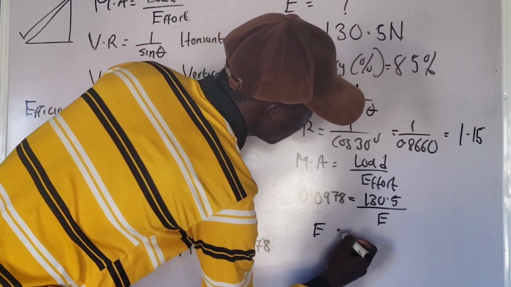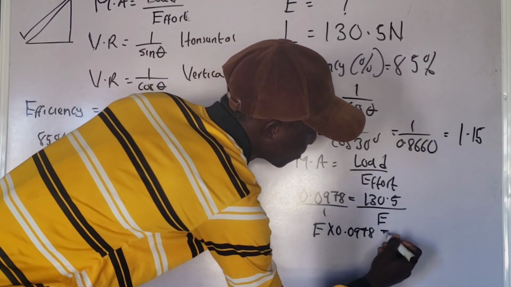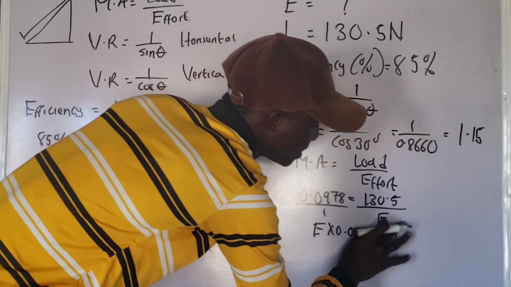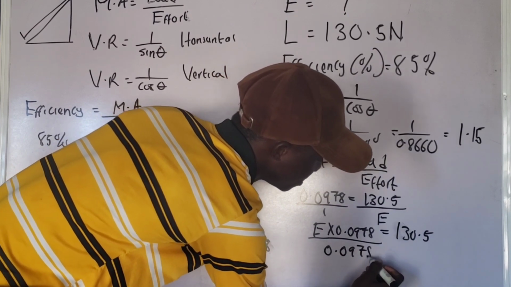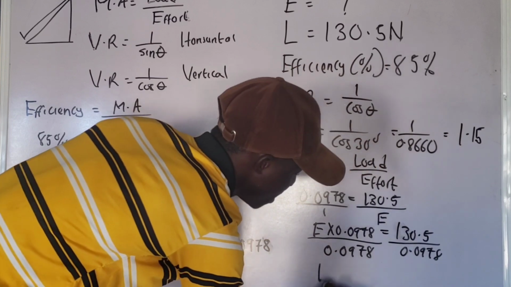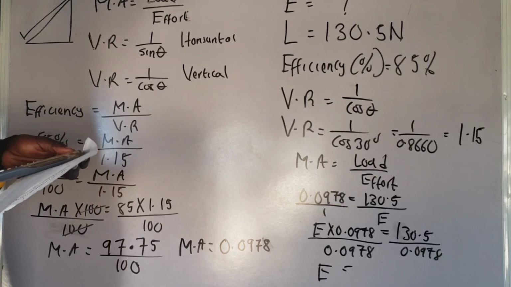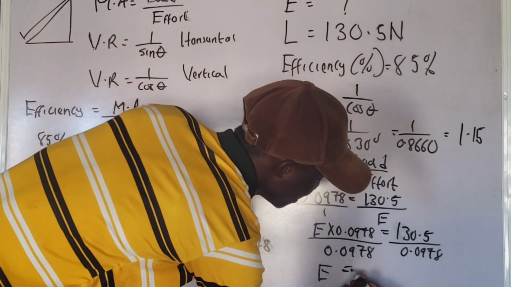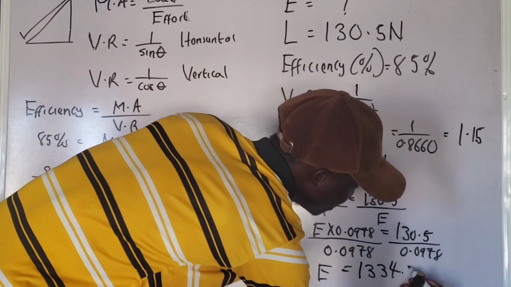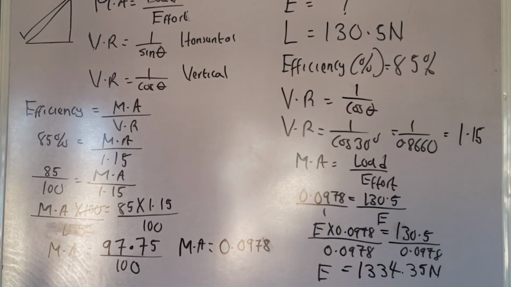You understand? So here, let us cross multiply. I'm going to have E multiplied by 0.0978 equals to 1 multiplied by 130.5. That is 130.5. So I'm going to divide also by 0.0978 over 0.0978. So effort equals to 130.5 divided by 0.0978. That is 1334.35 Newton. You understand? So the effort required to push the load of 130.5 up the inclined plane is 1334.35 Newton. Do you understand?